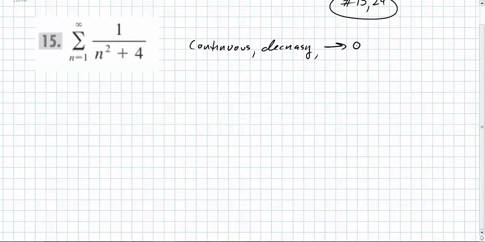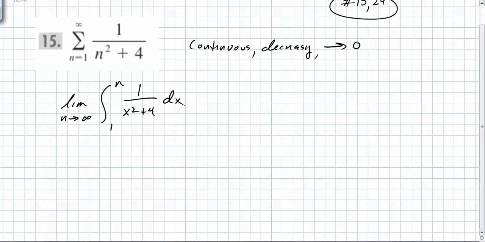Can you just say it's continuous and it goes to 0? Sure, by implication. But I mean, it's continuous, decreasing and going to 0. So we're going to try this integral. What integral are we trying to evaluate here? The limit as n goes to infinity of the integral from 1 to n of 1 over x squared plus 4 dx, like this.